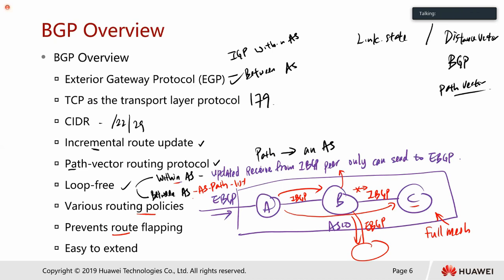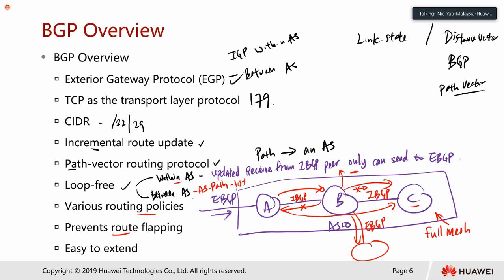So the loop free in iBGP is not split horizon. Split horizon is already there by default. Split horizon means that when I receive this information, I will not send it back to you. Whichever direction I receive from, I will not send back in that direction. That is called split horizon. But this advertisement principle, that when I receive from an IBGP peer I will not send to the next IBGP peer, is not considered split horizon.